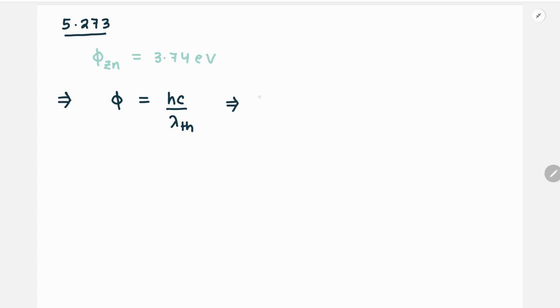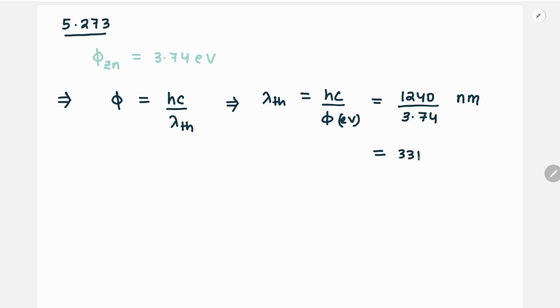So over here, if we calculate lambda threshold, we can write it as hc by phi. So if phi is measured in electron volt, then we can write it as 1240 by energy in electron volt, and the answer will be in nanometer. So on solving, we obtain this as 331.5 nanometer. As the answer is given to us in three significant figures, we are putting the answer as 332 nanometer. So this is the answer to the first part of this problem.